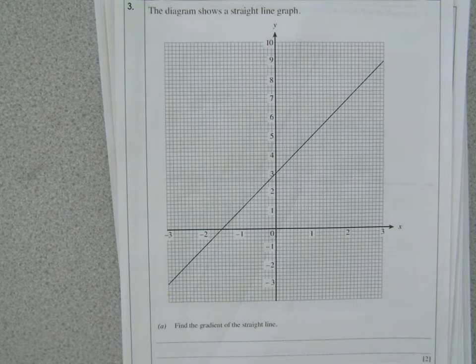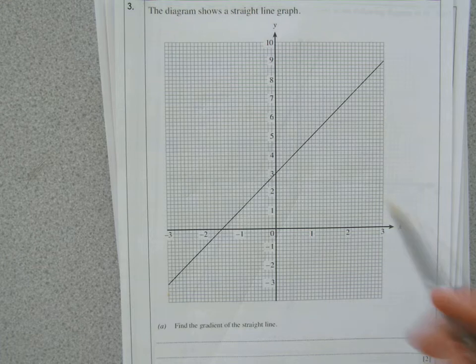Okay, the diagram shows a straight line graph. Find the gradient of the straight line. So to get the gradient, we need to draw a triangle, so that we are actually measuring the slope of this line. That's what gradient is. It's measuring the steepness of a line.